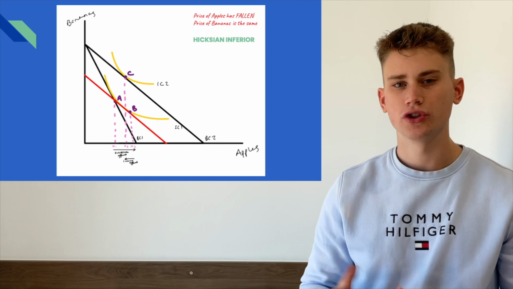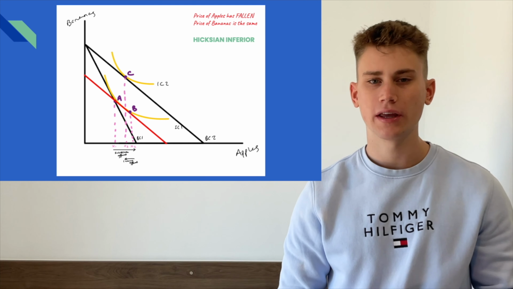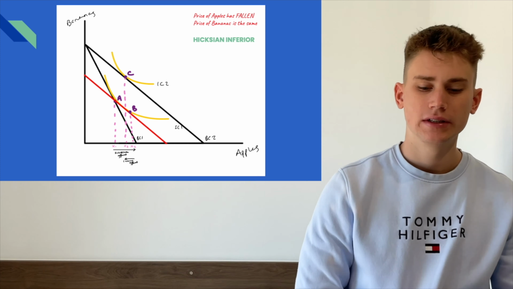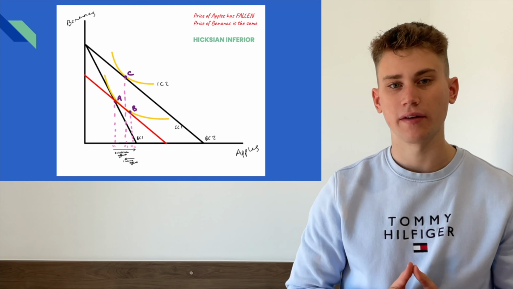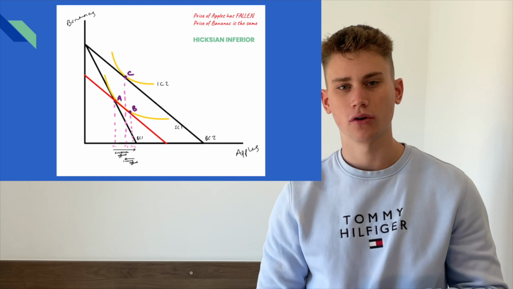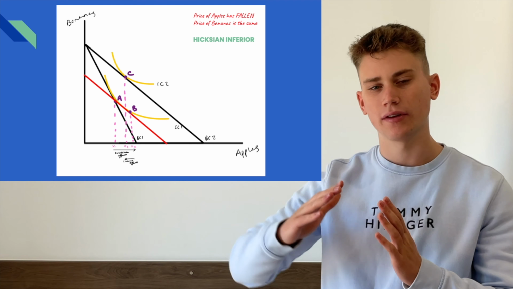So the diagram before showed you a Hicksian normal good. Now looking at a Hicksian inferior good. So once again we do the exact same. We have the price of apples falling and the price of bananas being held constant, so that budget line shifts outwards.